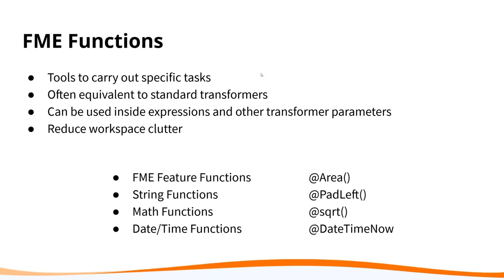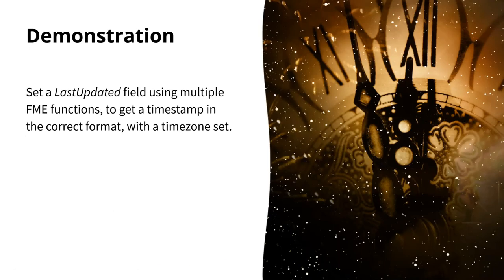So like I mentioned, there's an FME feature function called area, which measures area. There's string functions, there are math functions, but importantly for us today, there are date time functions as well. And so that's what we're going to be looking at today. In particular, I'm going to look at a demonstration now, which we're going to set up a field in a workspace to write the last updated date. And we're going to use multiple FME functions, and we're going to get a timestamp in the correct format with the time zone set. So let me switch over to Workbench.